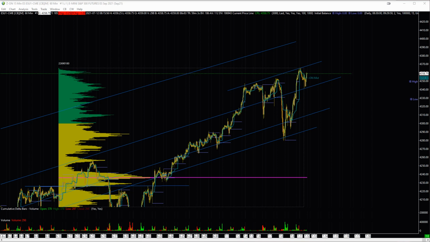Okay, today is Monday, the 12th of July. It's about 14 minutes before the RTH session open. And it's the ES 60-minute chart. And this is Friday's day session. Took us to the all-time high, and the high of this channel trend line.